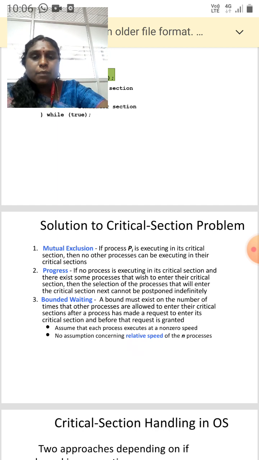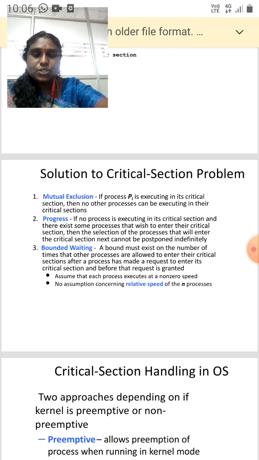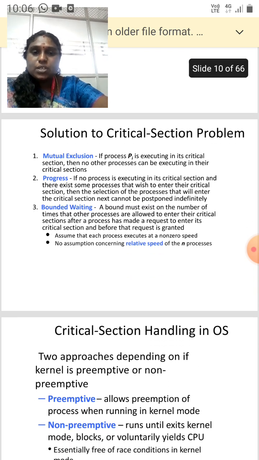indefinitely. Bounded waiting: a bound must exist on the number of times that other processes are allowed to enter their critical sections after a process has made a request to enter its critical section and before that request is granted. Assume that each process executes at a nonzero speed and make no assumption concerning the relative speed of the n processes.